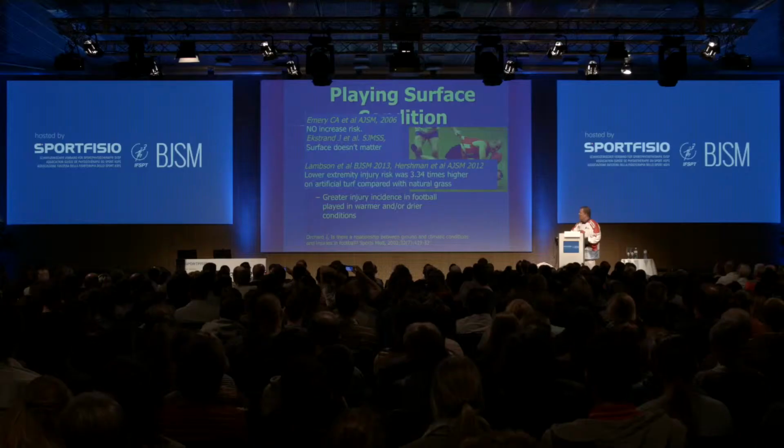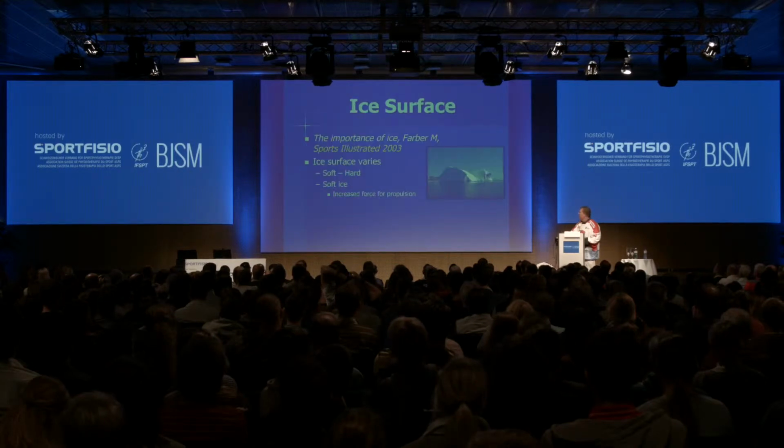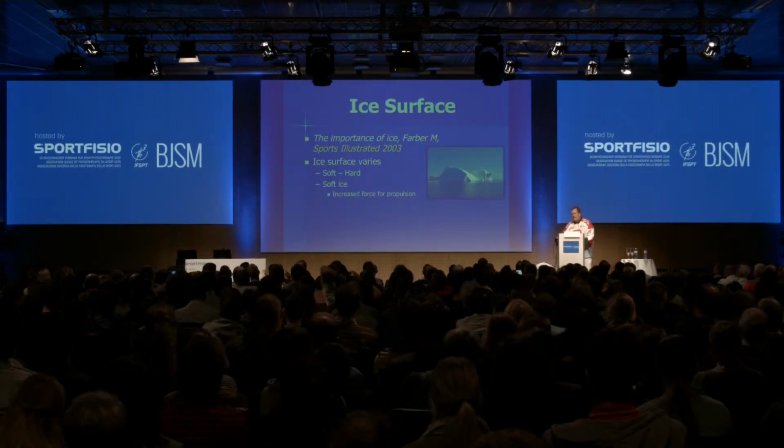A lot of speculation has been discussed on turf versus grass and adductor strains. No one's found anything if it's more risk on turf or grass, but what some authors found in American football is there was a lower extremity injury risk was higher on artificial turf versus grass. Now in sport of ice hockey, there's been some talk, but no good clinical evidence.